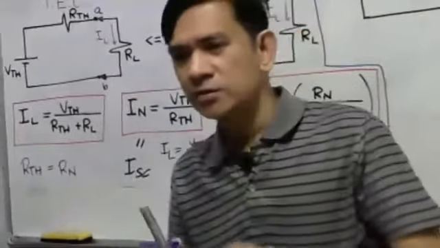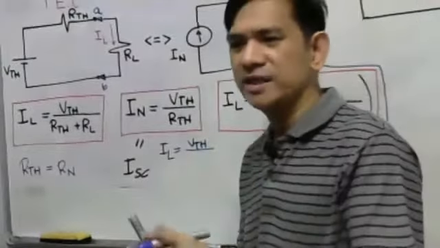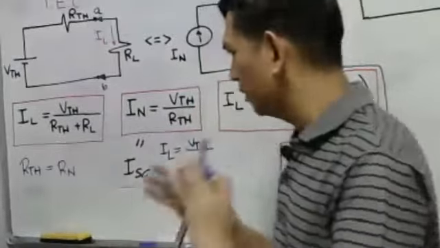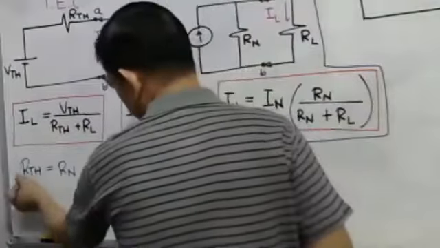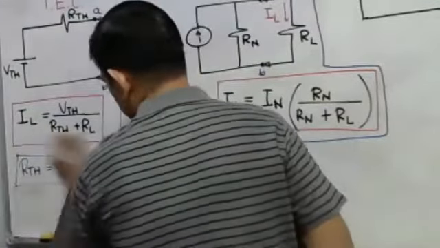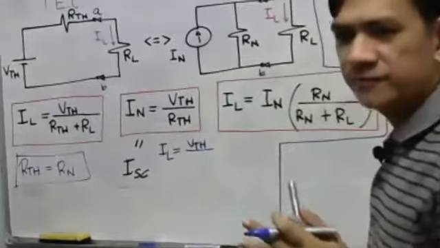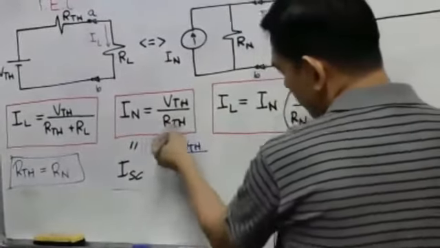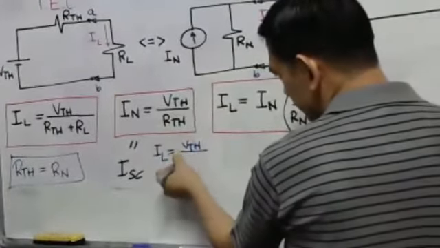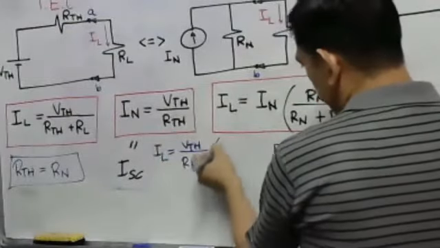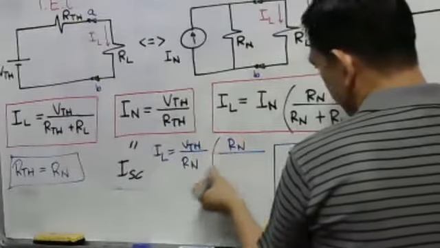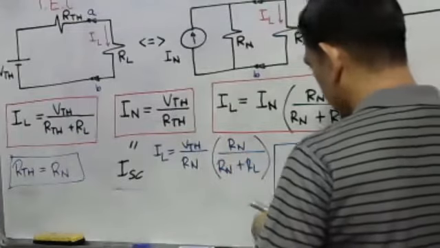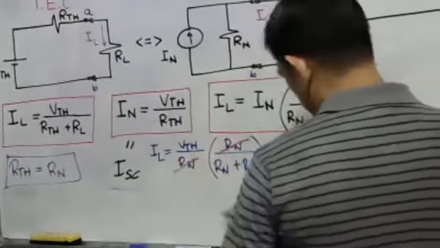If you are getting the values, how we calculate our RTH and RN, they are just the same. Totally the same. There's no difference between these two. It's just the designation. That's the only way they are different from each other. So our IN is equal to VTH over RTH. I will just replace the RTH with RN since they are equal. Then we have RN over RN plus RL. And then the RN will cancel out.